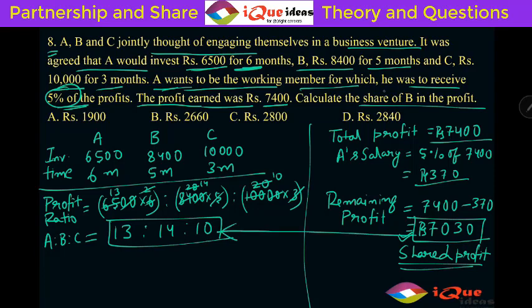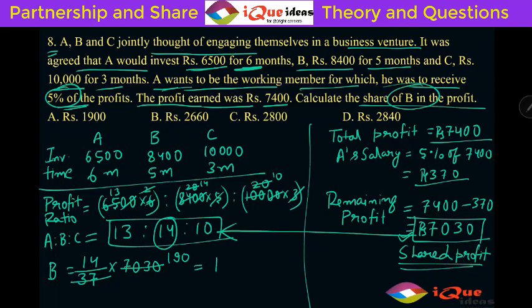Okay. Now the question is, what is the share of B? So B's share will be equal to, B's share is the middle one, that is 14 divided by 13 plus 14 is 27 plus 10 is 37. So 14 by 37 into 7,030. Now this is a very interesting situation because 37 directly cancels 7,030. You can check it. It cancels 19 times. All right. So it is 190.